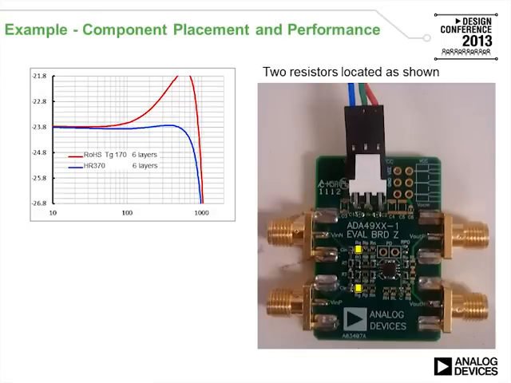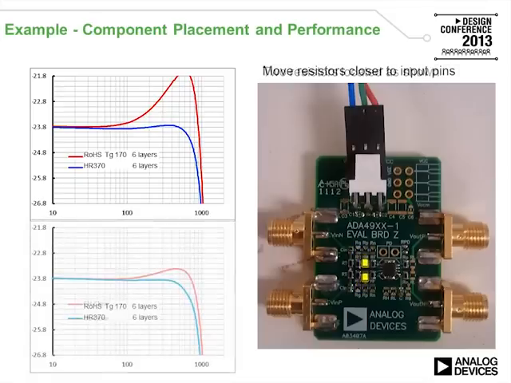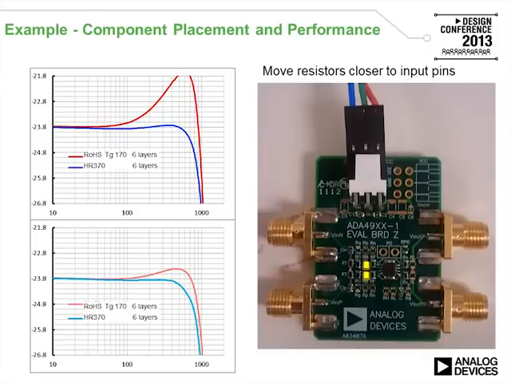Now, if I bring these two resistors a little bit closer, as shown, note the marked improvement. This means that the length of traces has been reduced, and the improvement is markedly noticeable on the TG170, but there's also some improvement on the HR370.